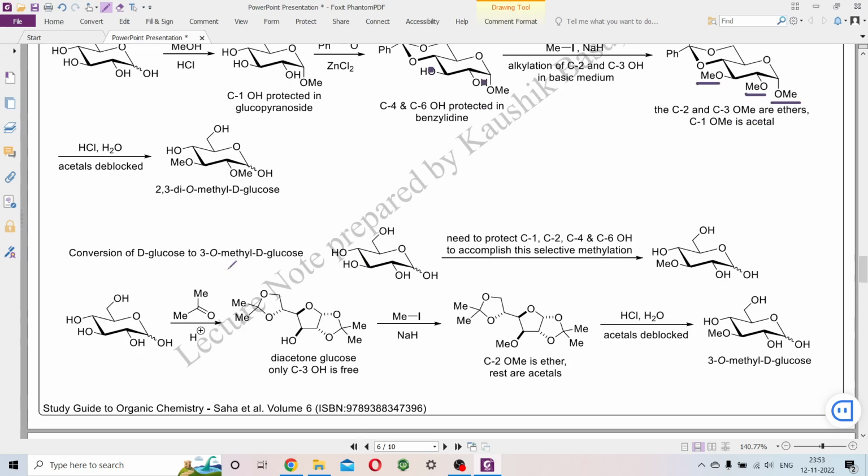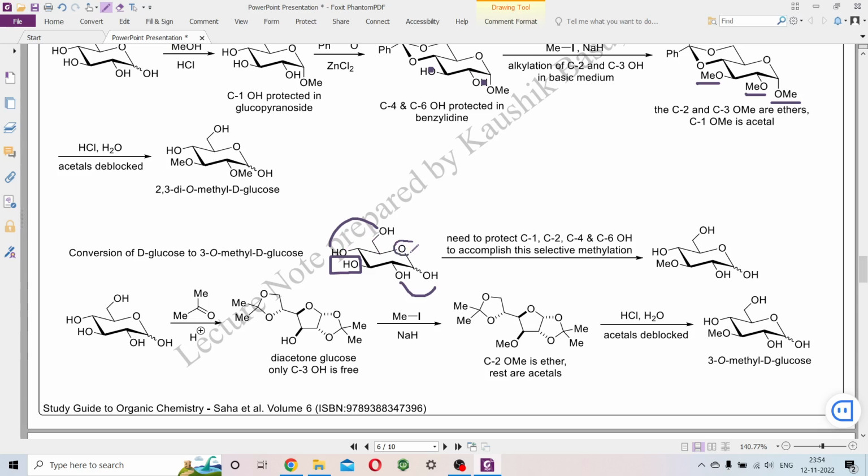Next, they have asked you to functionalize only this part. Well, that requires protection of these two, which is obviously a 1,3 relationship, and protection of that too. If I am to protect these two, then I can go for acetone protection, but in that case it is not this OH which will become protected, but this, which will become protected in the form of the 5-membered ring.